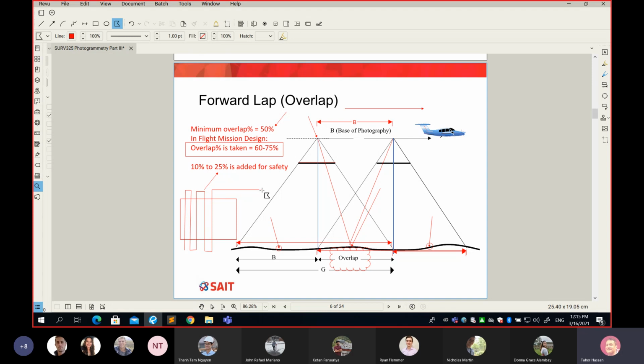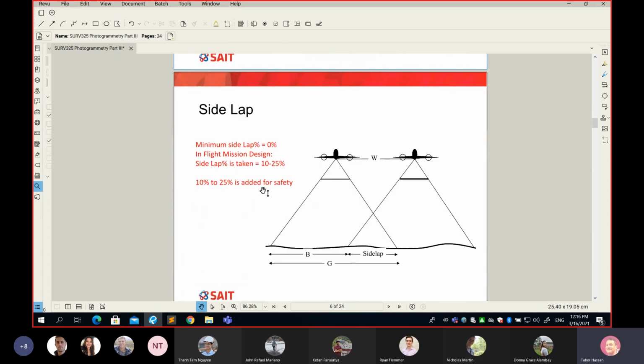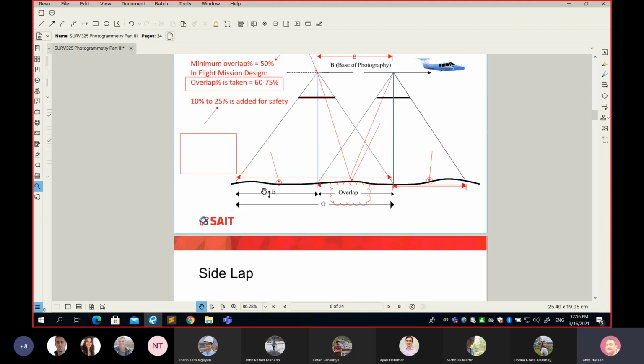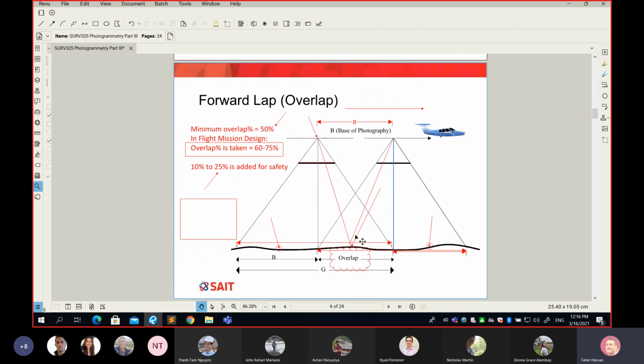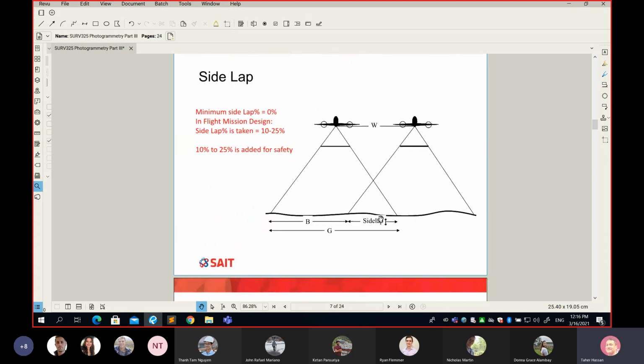Now, I'm going to talk about an overlap, but it's not really between an image and the next image within the same flight line. This is something called sidelap. So you can see I move from overlap to something called sidelap. I need you to understand sidelap and how it's different from overlap. One more time, overlap is the covered area in two successive images within the same flight line, while sidelap is the same covered area, but between two different flight lines.